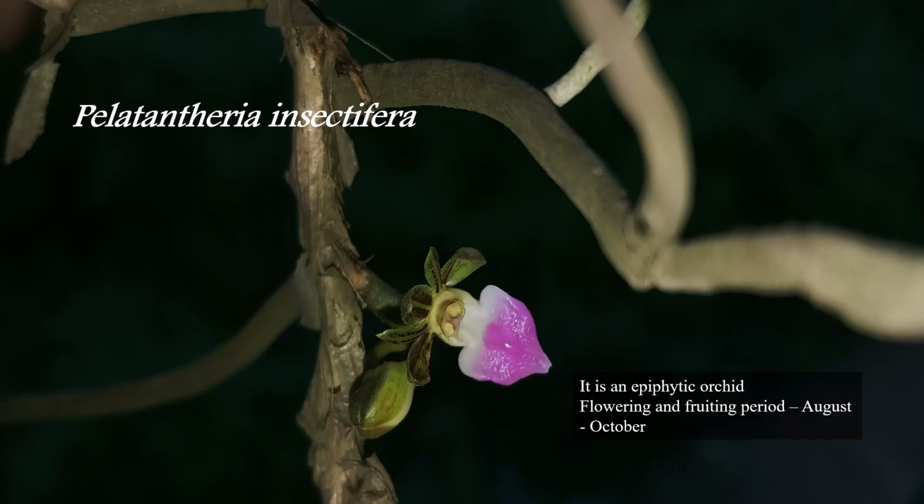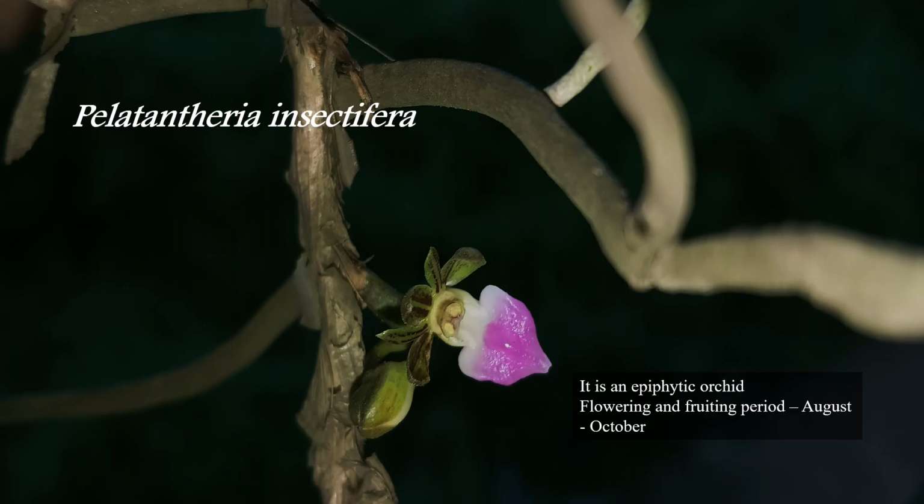Then comes the Plantenthera insectivora. Its flowering period is from August to October, and you can see it is very small in size and pink in color. It looks like an insect, so maybe that's why the name insectivora was given.